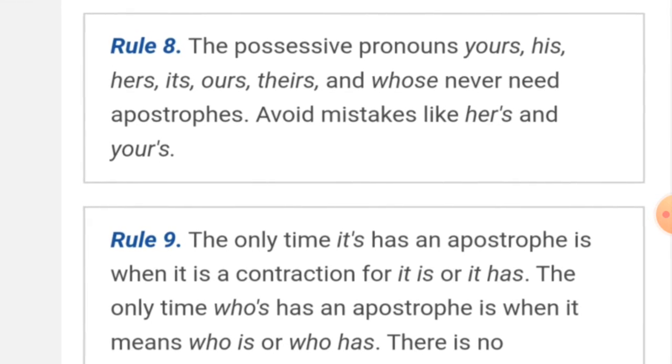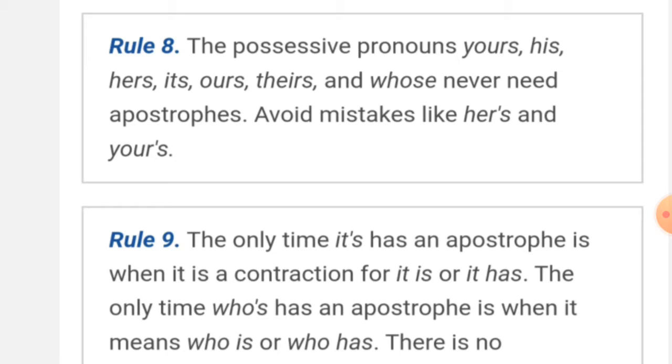Rule 8: the possessive pronouns yours, his, hers, its, ours, theirs, and whose never need apostrophes. Avoid mistakes like her's and your's. Students usually use an apostrophe at the end of an application or letter, yours in the postscripts: yours obediently, yours faithfully, yours truly, yours affectionately. But if you use an apostrophe, it will be what? A mistake.